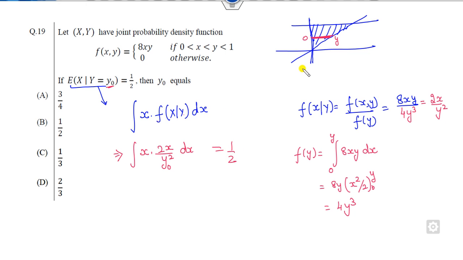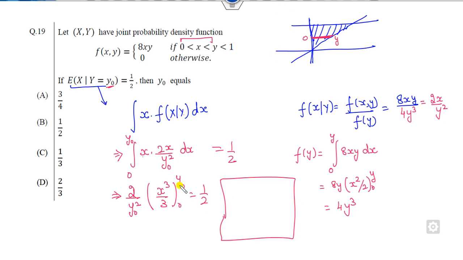Now what will be the limit? Because you have to take the limits from 0 to y. So y is nothing but my y naught. So I can take 1 over y naught square common. 2 is also common. x cube divided by 3 over this way. So what is the answer of this problem? You can simplify this. If I substitute y, it is my 2y naught over 3 is my 1 by 2. So y naught is 3 over 4, which is the right answer of this problem.